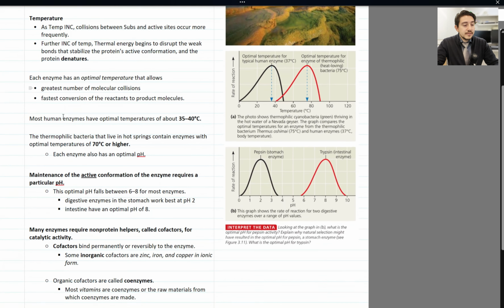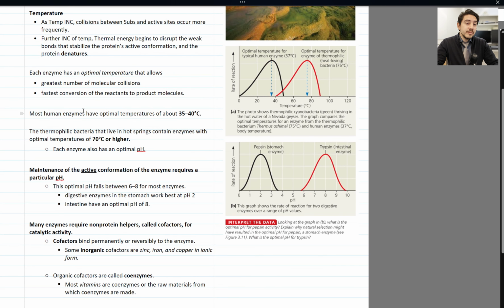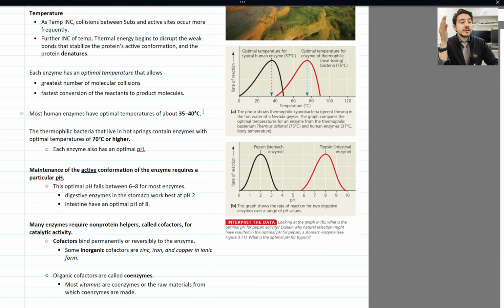Let me just go down a little bit here. Most human enzymes have optimal temperatures between 35 to 40 degrees Celsius in our body. Of course, this is our normal body temperature, and this is why it's so important to lower fever, because you're going beyond the threshold in which enzymes can work effectively.